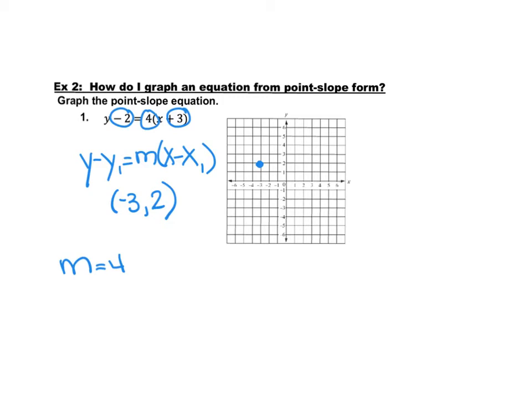And so what we can do is we can take our slope. From this point right here, we can go up 4, over 1. And now we've got those 2 points that we can then put on the graph, and this is what that would look like.